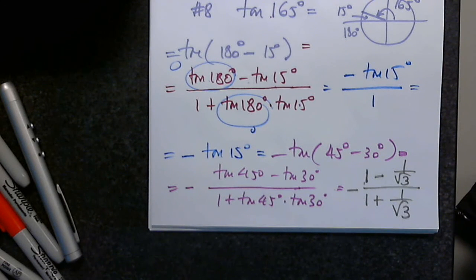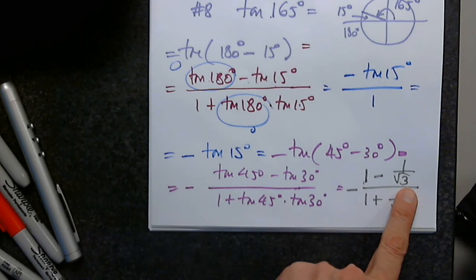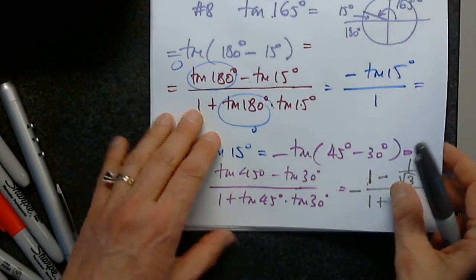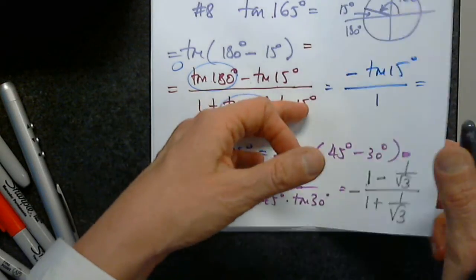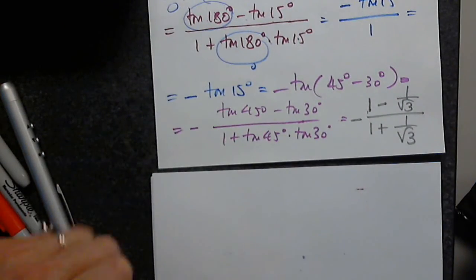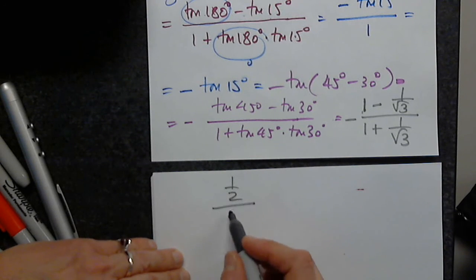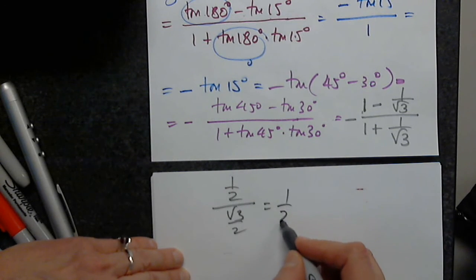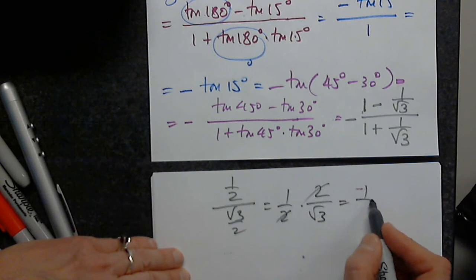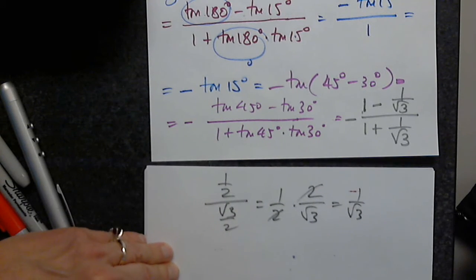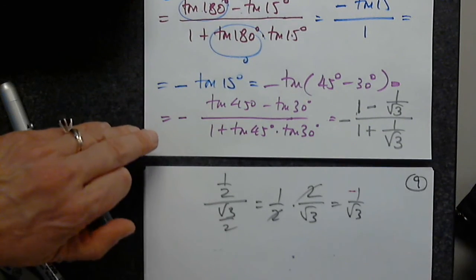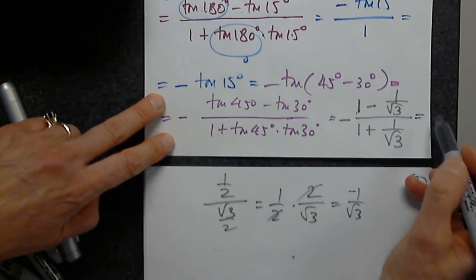Is it clear what I'm doing? Is it clear why tangent 45 is 1? Is it clear why tangent 30 is 1 over the square root of 3? Do I have to show it? Please say yes, and I'll show it. Okay? So I know sine and cosine for 30, correct? So I know that sine is 1/2, and I know that cosine is the square root of 3 over 2, and I have to flip. 1/2 times 2 over the square root of 3. 1 over the square root of 3. Is that okay? Good. So now I have to continue and simplify it as much as possible.